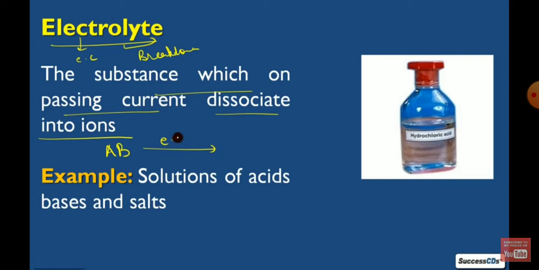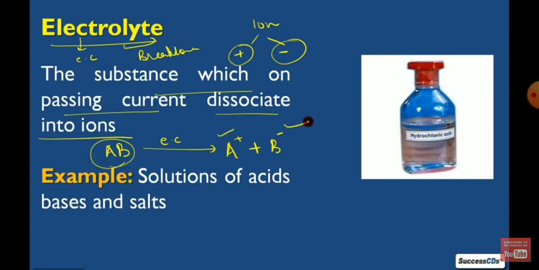So if they are taking one example, suppose you have AB, taken as any salt or any acid here. So you can see that AB will dissociate into A positive and B negative. The positive ions are called cations, and the negative ions are called anions.